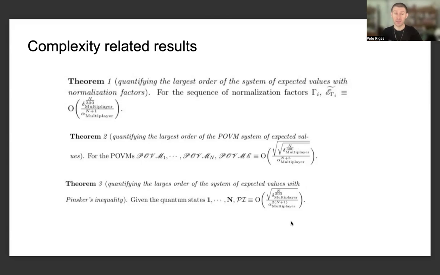And finally, in the last theorem, by making use of Pinsker's inequality, which is a well-known result in quantum information theory, which is used to provide an upper bound for the L1 norm of the difference between rho and sigma, where rho and sigma are two quantum states, in terms of a summation over relative entropies, we're able to obtain some other type of result, which is instead in comparison to the square root of the delta multiplayer parameter, which is given in this big O function in the second result.